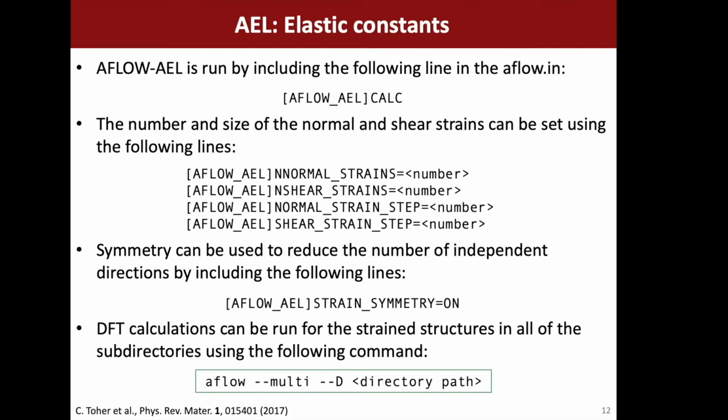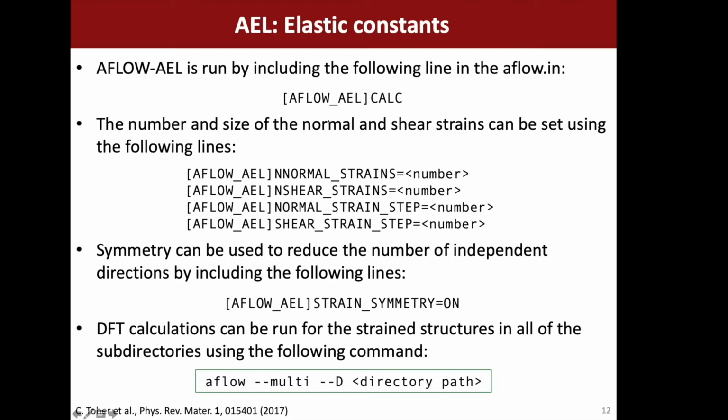Okay, so once you have your AFLOW.in file, if you want to run it, including DFT calculations, you won't be able to do that here on the virtual machine because we don't have access to VASP. But you can run the calculations for all of these strain structures and all of the subdirectories using this command here. So it's AFLOW --multi. So what happens when you run this command, first thing it'll do is read this AFLOW_AEL.